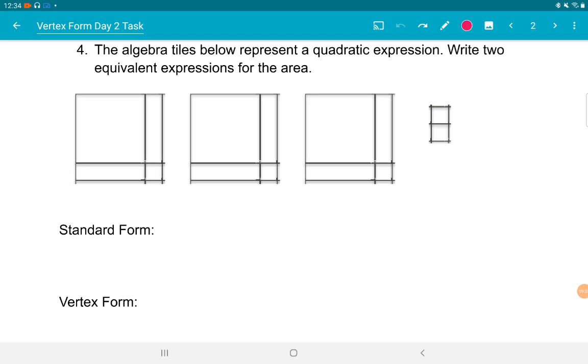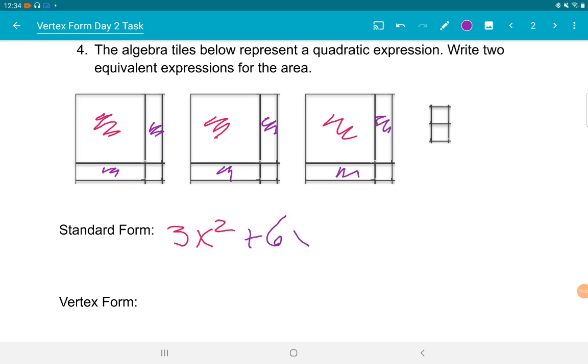So standard form, we'd have 1, 2, 3 x squared. So 3x squared. Then x's, I've got 1 here, 1 here. So that's 2 x's, so 2. Then 3, then 4, 5, and 6. So that's 6 x's, okay?